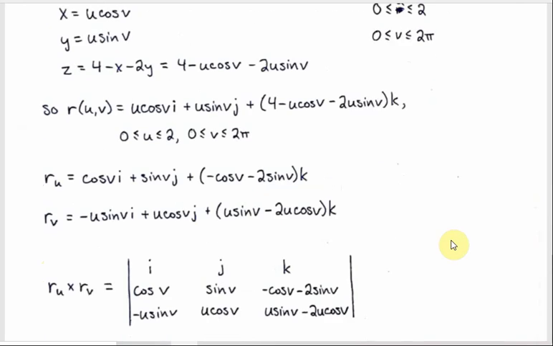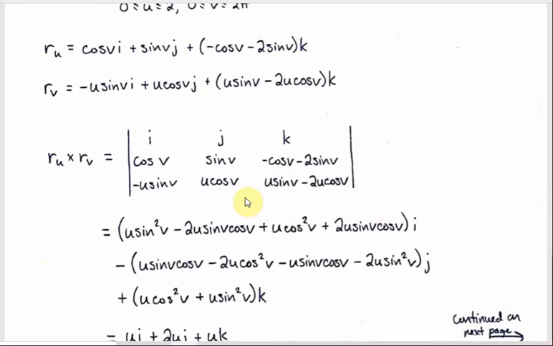And then we need the cross product. So I wrote it out this way, in determinant form. There's r sub u, and underneath is r sub v. Some of these things end up being really long, like the first part of this, where you'd have i times the determinant of these four, right?